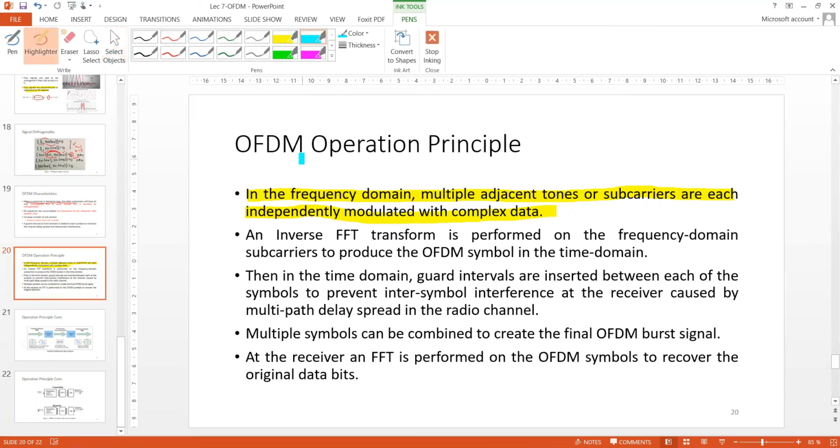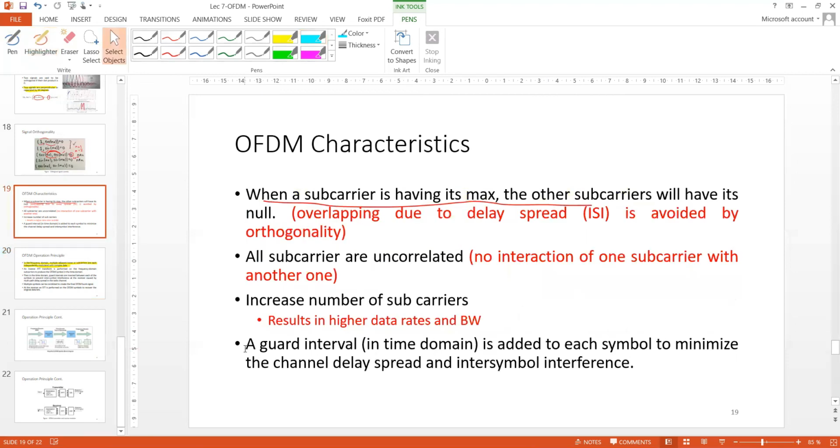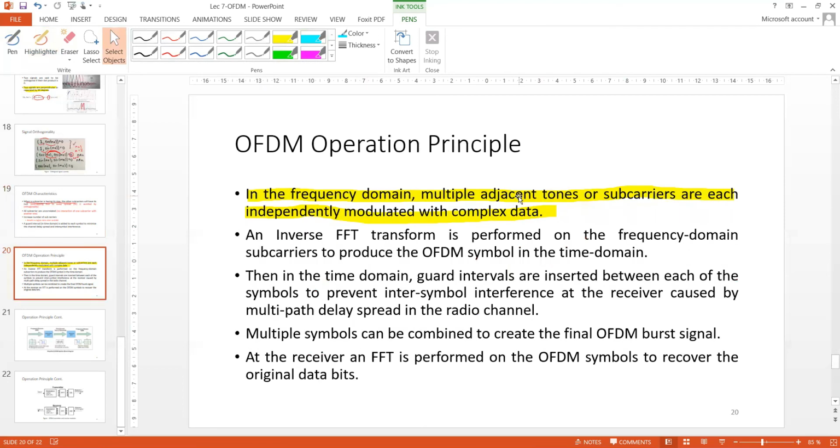So in the frequency domain, the multiple adjacent tones or subcarriers are independently modulated with the complex data, and these adjacent tones must be orthogonal to one another. The subcarriers utilized in the modulation must be orthogonal to one another. Then in the second stage, an inverse fast Fourier transform is performed on the frequency domain subcarriers to produce OFDM symbols in the time domain. We have studied before that guard intervals need to be introduced between the adjacent symbols, and each symbol is represented by a particular subcarrier.